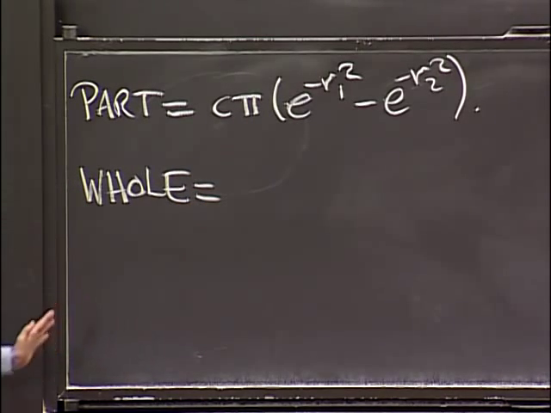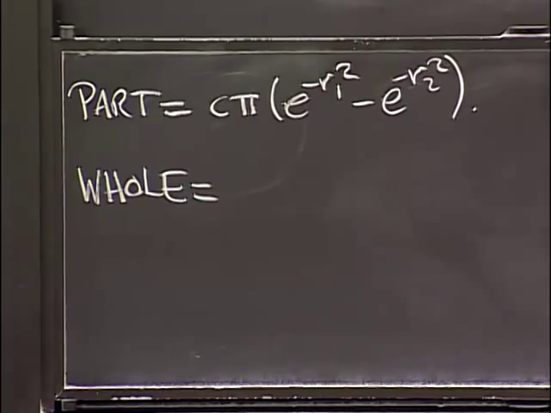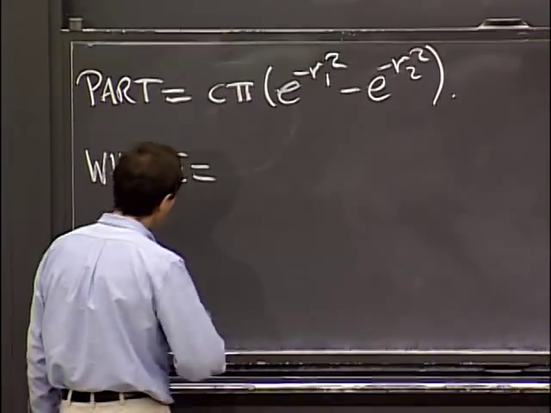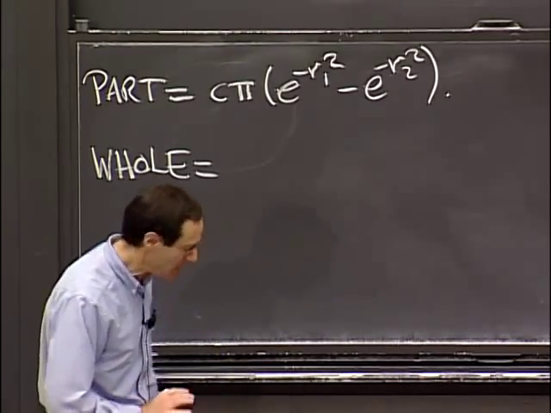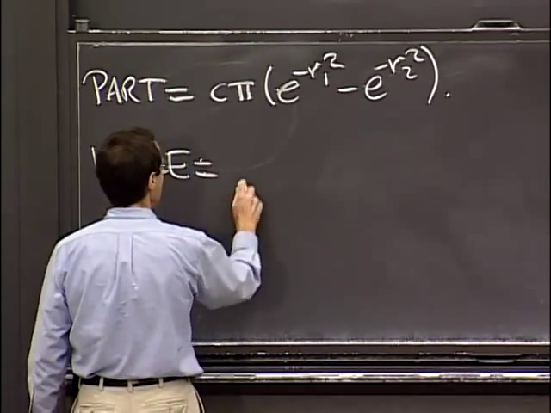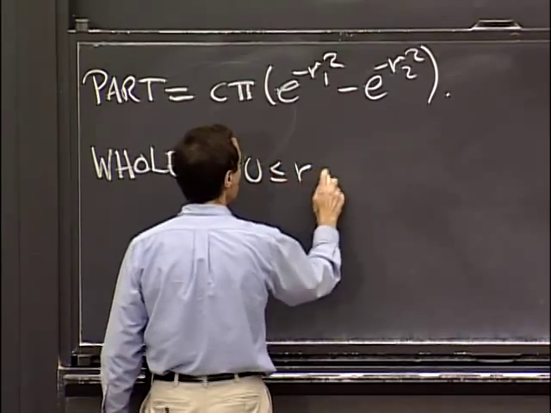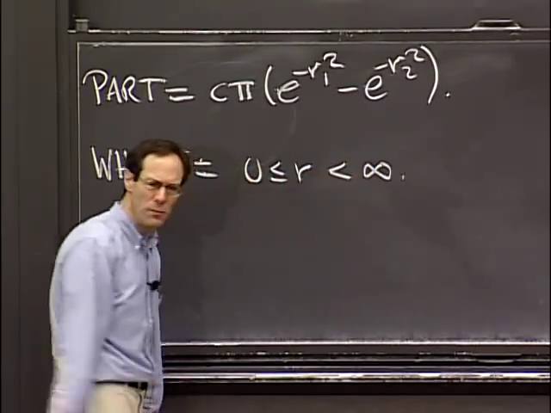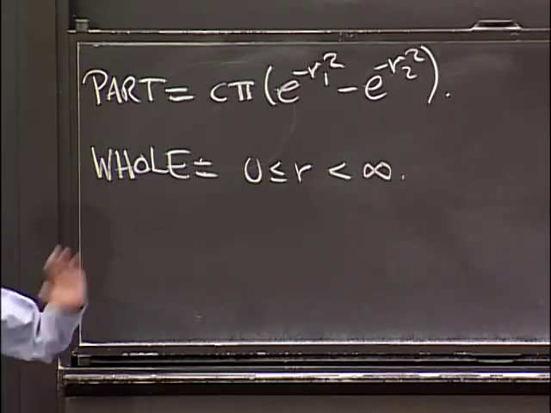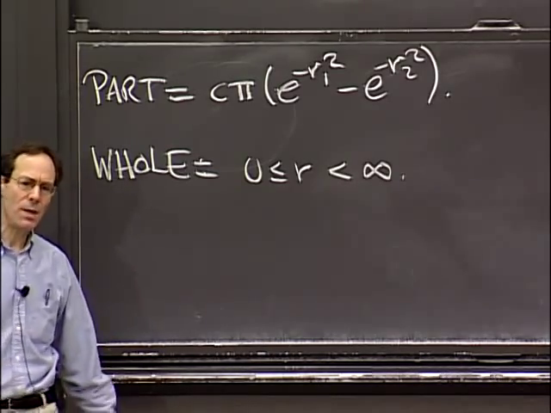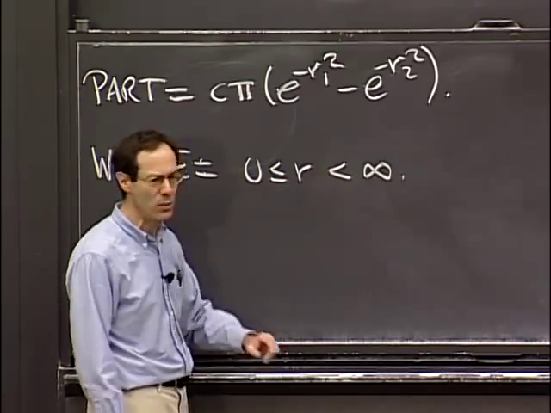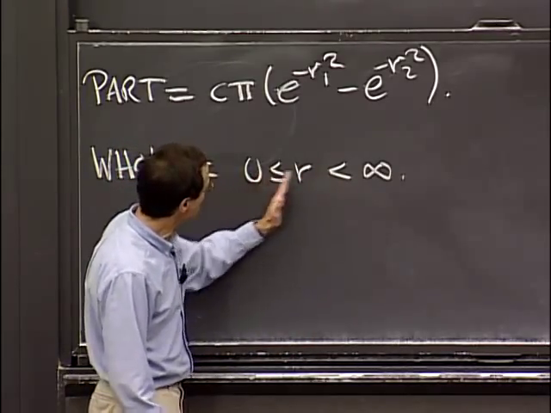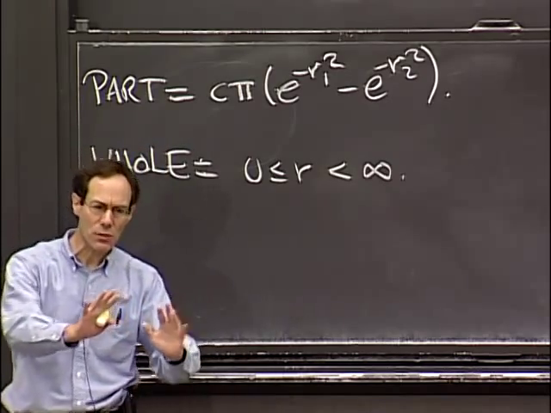That is, what's the family of all possibilities? In this case, what I'm going to claim is that the reasonable way to think of the whole is that R can range all the way from 0 to infinity. Now, you may not like this, but these are maybe my first and third favorite numbers, my second favorite number being 1. So infinity is a really useful concept.